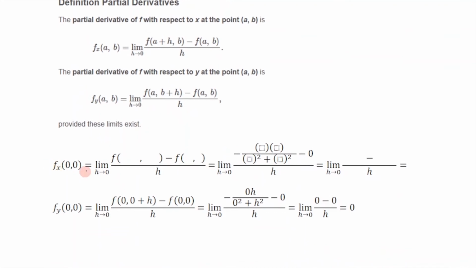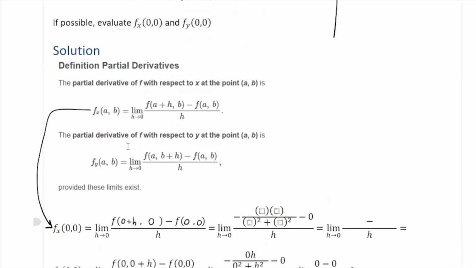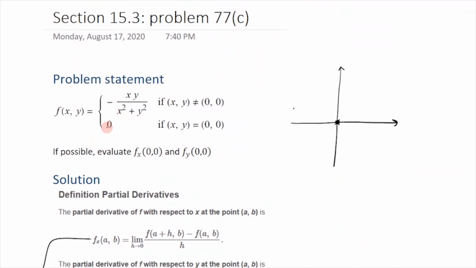First, let's find the partial derivative with respect to x. I'm going to use this formula. So a would be 0 and b would also be 0. So we're going to have 0 plus h, and here we're going to have 0 for b, and then we're going to have 0, 0. Then we need to decide which part of this function we're going to use for which point.